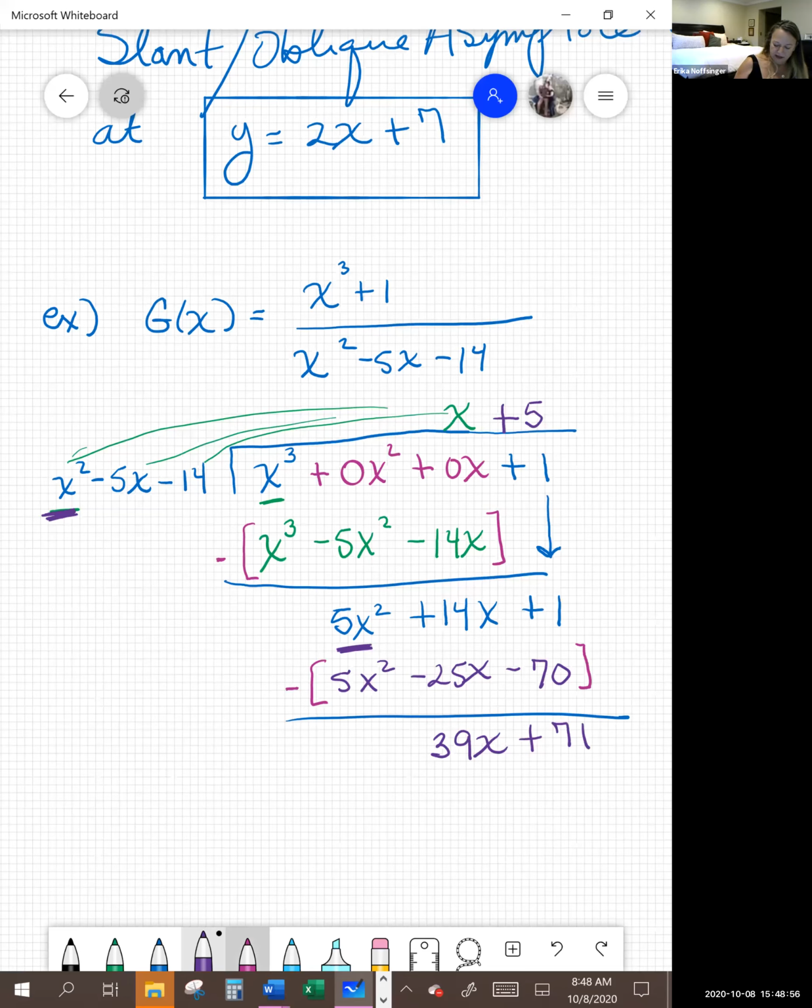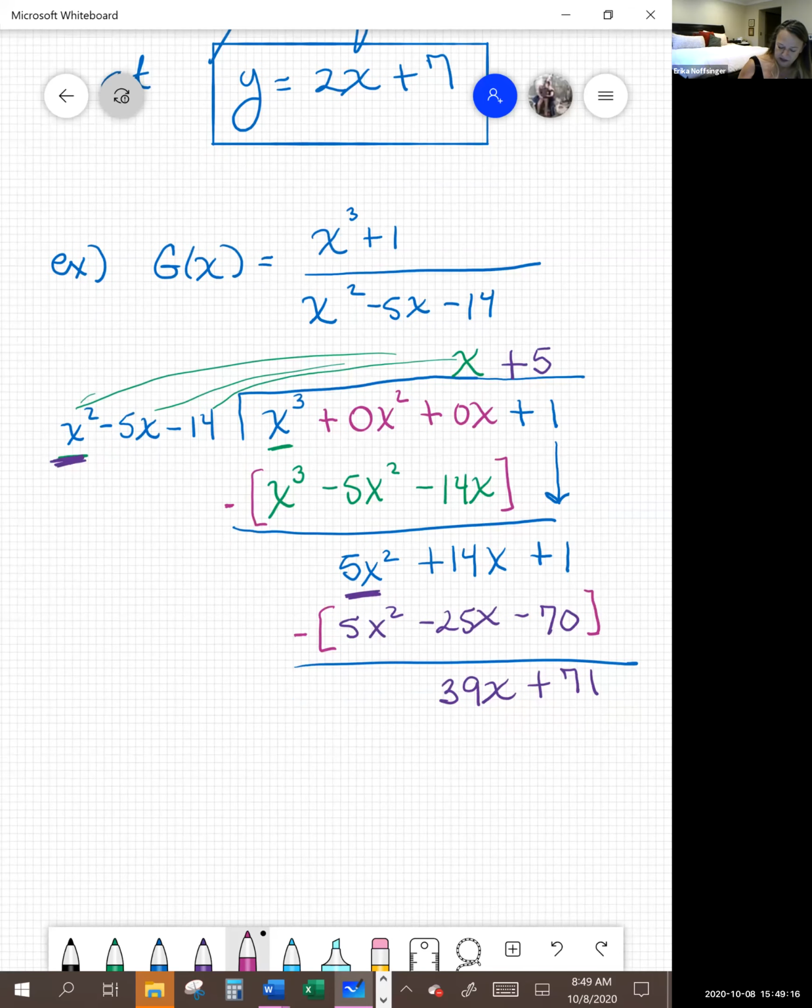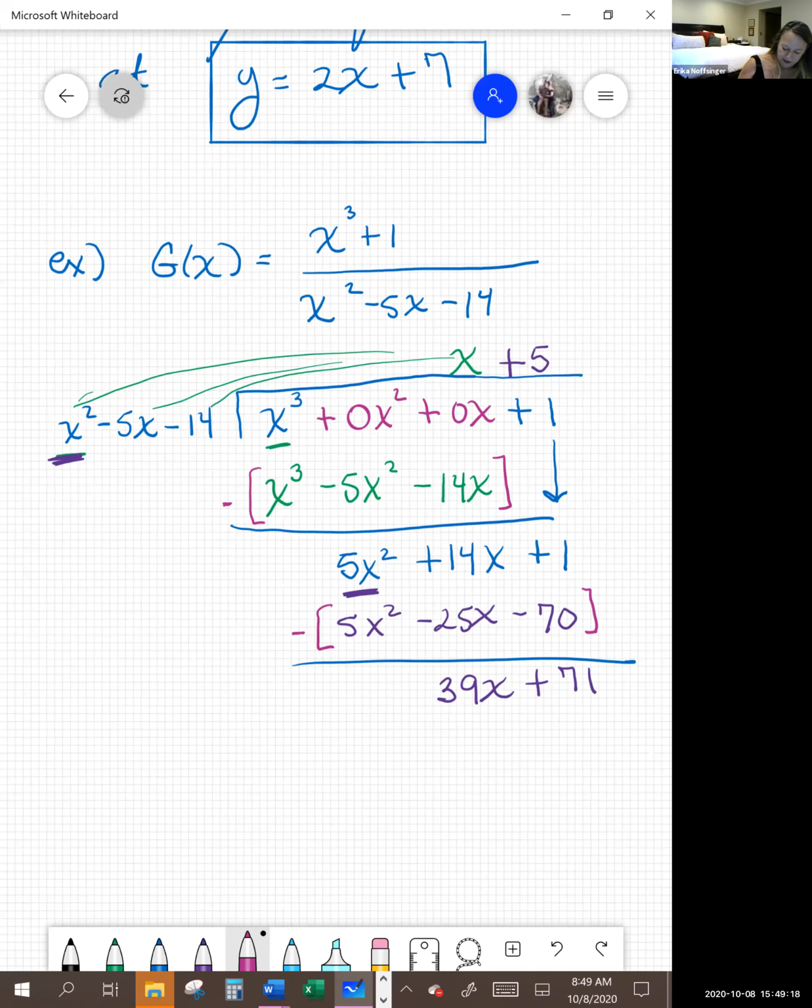We know we are done when this degree is less than this degree. There's no way I can multiply x squared by some term to get me 39x, a degree less than, unless I have negative exponents, but we're not going to do that. So we found our slant asymptote. This would be our remainder, but our slant asymptote is y equals our quotient, x plus 5.